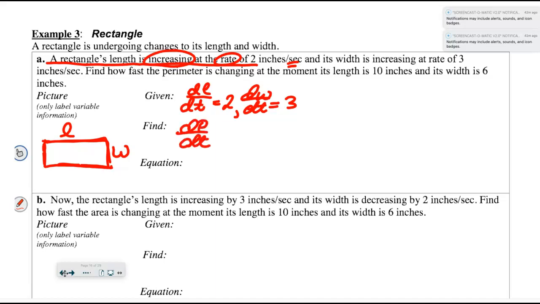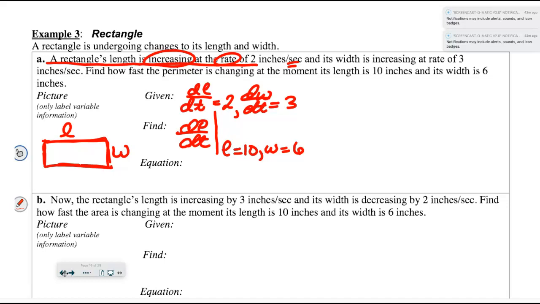Now this notation right here, this single bar, is kind of universal notation for the words at the moment that, or at the instant that. When you draw that, then you go right under here and you say, I'm gonna stop the clock, or take a screenshot of this, the second that the length is 10 and the width is 6. That's kind of notation for that, all right?